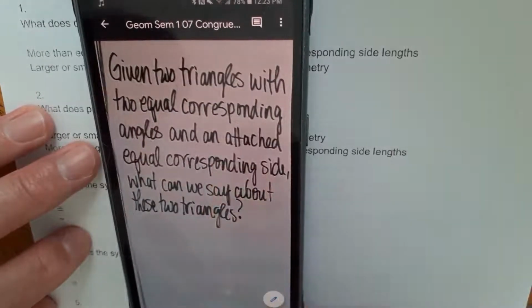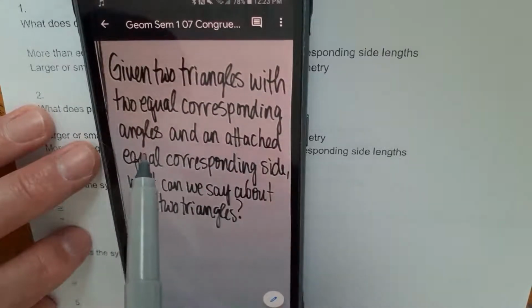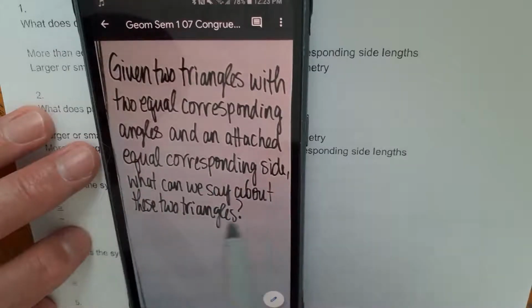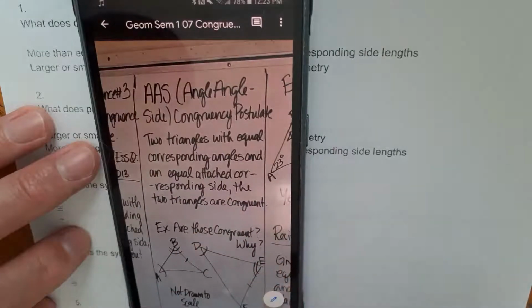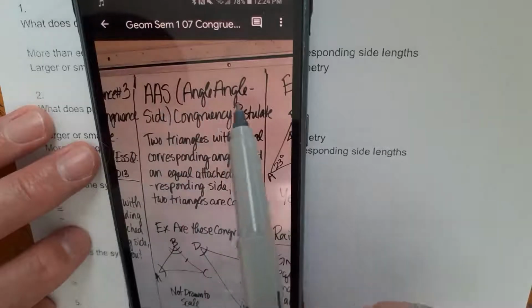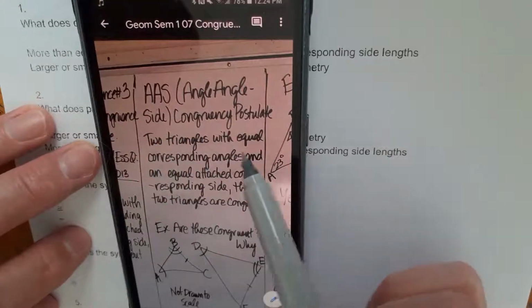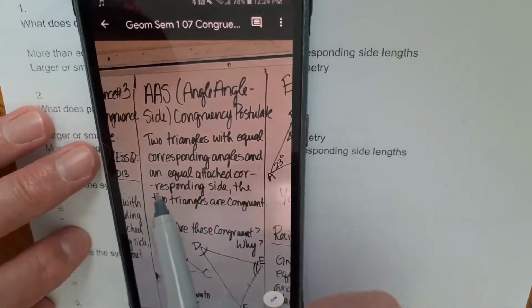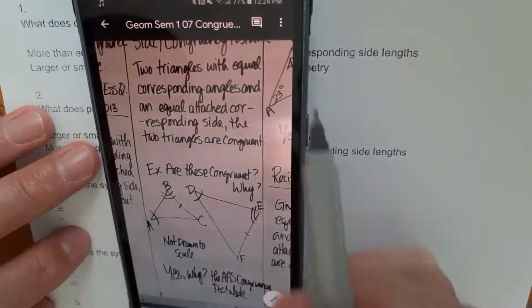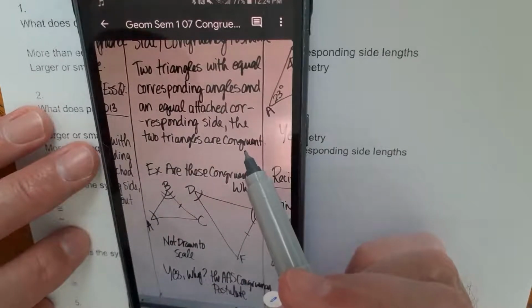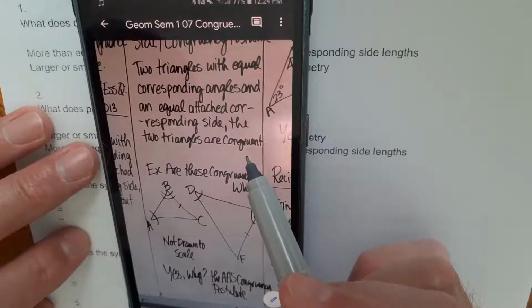All right, so given 2 triangles with 2 equal corresponding angles and an attached equal corresponding side, what can be said about the 2 triangles? Well, guess what? They are congruent. So this is called the AAS, Angle, Angle, Side, Congruency Postulate. 2 triangles with equal corresponding angles and an equal attached corresponding side, the 2 triangles are congruent. So just keep in mind that congruent means equal. It means they're the same exact shape and the same exact size. That is what congruency is in geometry.